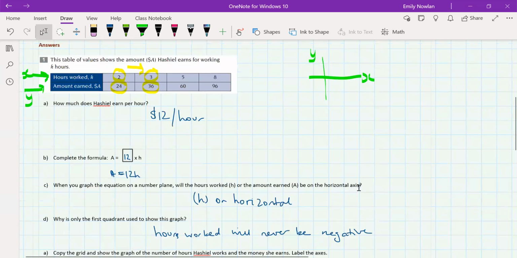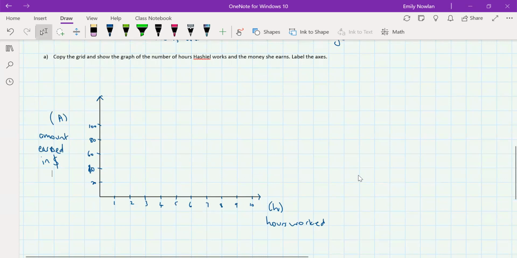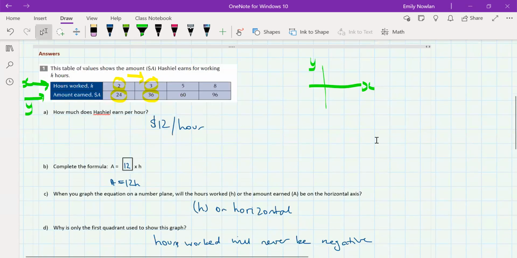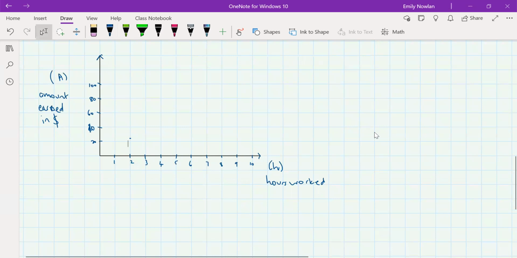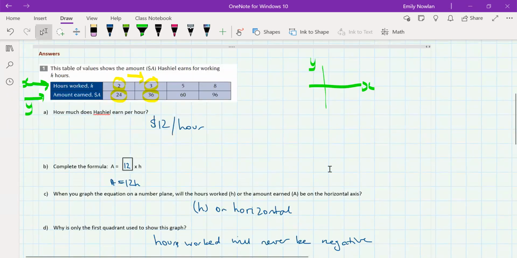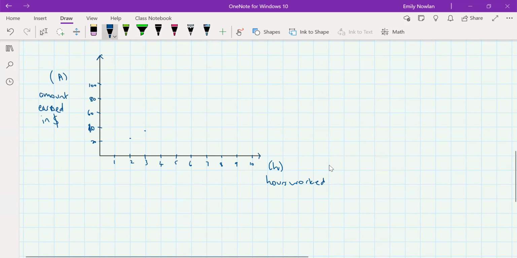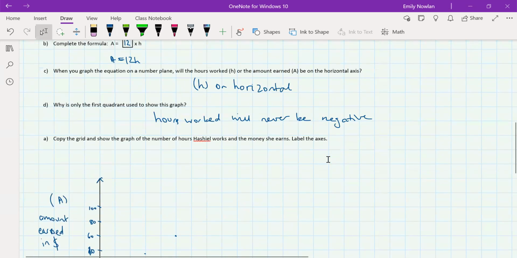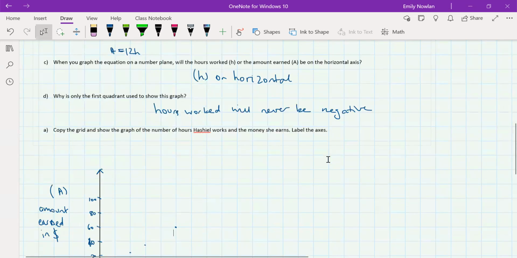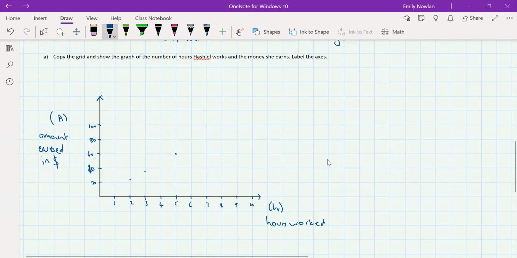So when it was 2 hours, it was $24. So 2 hours up to $24. So if that's somewhere about there, what's the next bit of information I've got? 3 hours is $36. So I go across to 3 on the horizontal, up to 36, which is a little bit further up. Then the next information they've got is actually 5 hours at 60. So 5 hours at 60, that one's nice and easy to see, goes there. And then they've got 8 hours at 96. So 8 hours at 96, so it's almost to the 100.